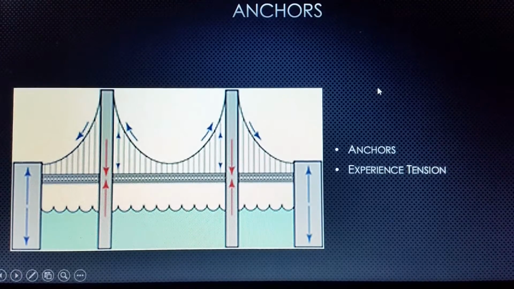Lastly, the anchors experience tension due to the main cables pulling on them. Because of the large loads of the main cables exerting on them, the anchors need to be very big and heavy in order to keep the bridge from failing.